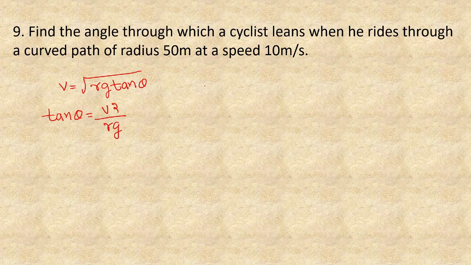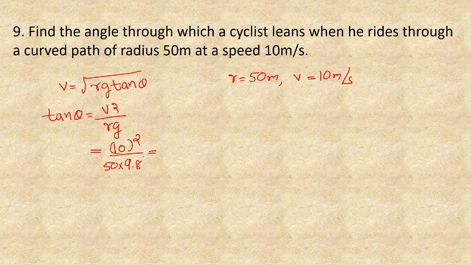So let us check what information is given. Here the radius r is equal to 50 meter, that is in the SI unit, and the speed v is equal to 10 meter per second. Okay, so we can substitute the values here and find the value of tan theta first, then from that we can find the value of theta. Here tan theta is equal to 10 square divided by radius 50 meter, and g is equal to 9.8. So let us check what is the value of tan theta.